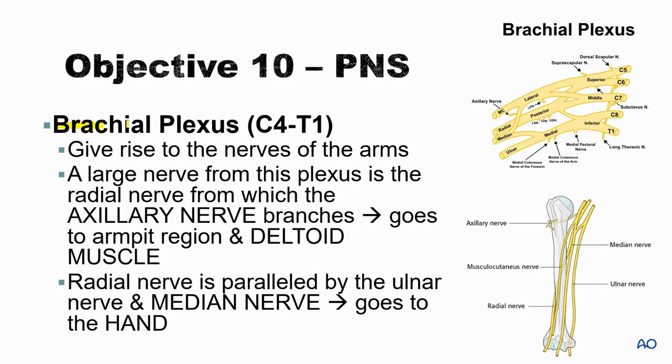The brachial plexus goes to the arms, and so it's going to regulate movement of the arms. You actually have a radial nerve that branches into an axillary nerve, which goes to the armpit and the deltoid muscle of the shoulder. And then you also have an ulnar nerve that branches into a median nerve that serves the hand.